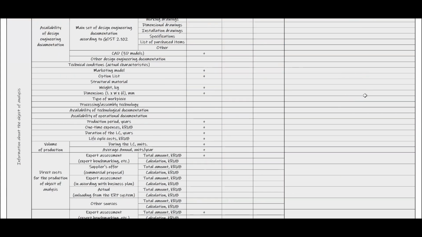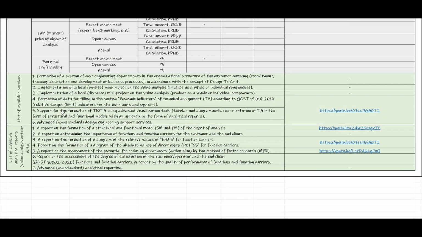A separate category of services includes support for the formation of the technical requirements and technical assignment, which can be expressed both in filling out the section of economic indicators of the technical assignment according to GOST 15016 and in an extended option for working with technical requirements and technical assignment, with additional visualization, including tabular and diagrammatic representation of the technical assignment in the form of structural and functional models with an appendix in the form of a set of analytical reports.